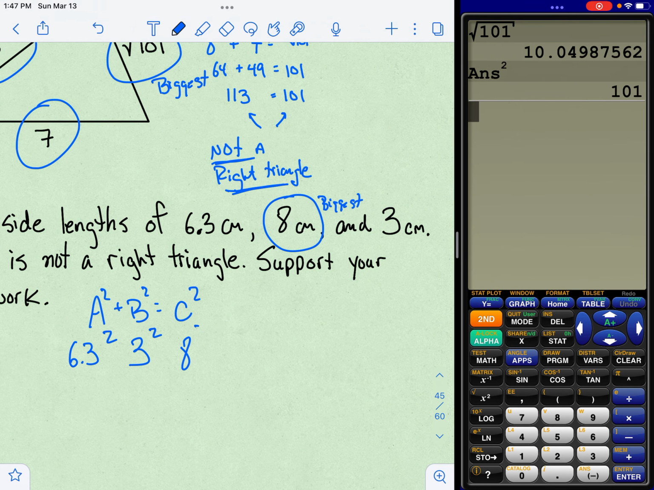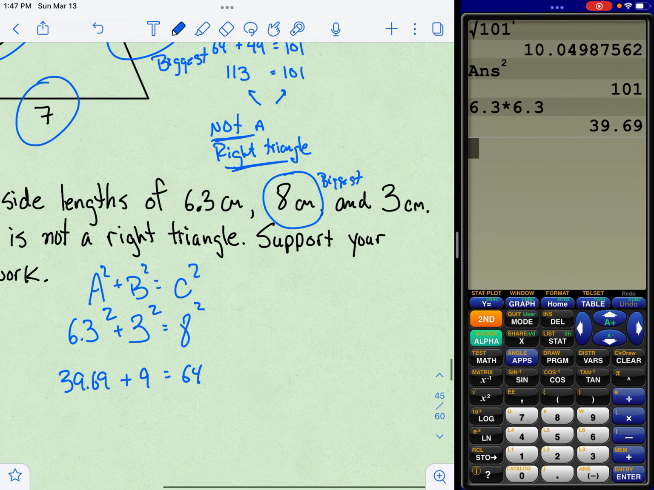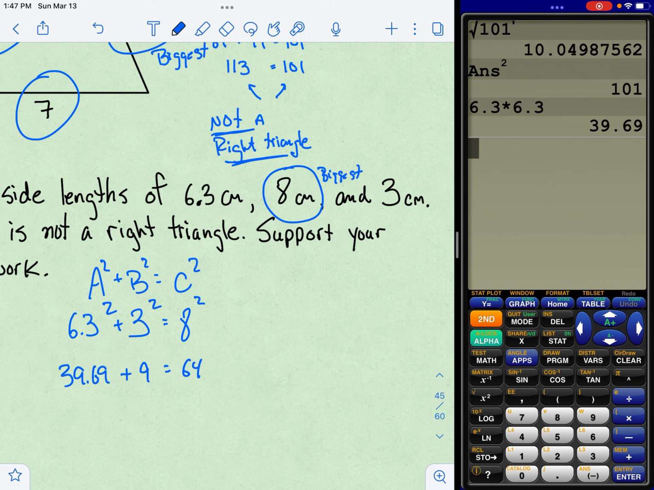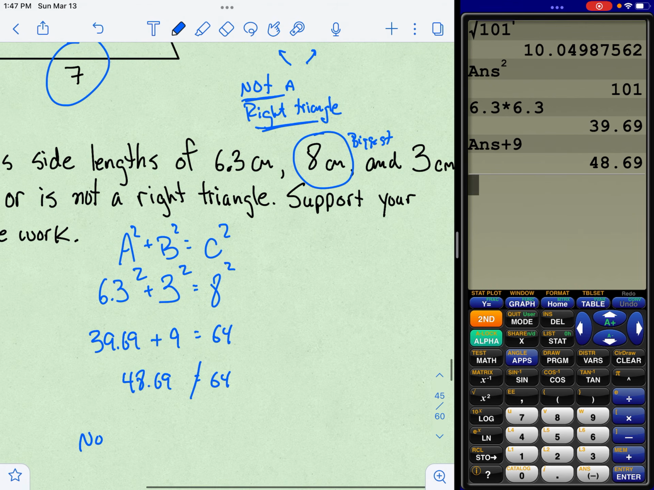All right, so here we go. Square, square, square. Add the first two to get the third. Let's use our calculator. 6.3 squared is 39.69. 3 squared is 9. 8 squared is 8 times 8 is 64. And I already know 39 and 9 isn't going to be 64 plus 9. It's not even close. So 48.69, is it equal to 64? Heck no, it's not equal to, so it's not a right triangle.